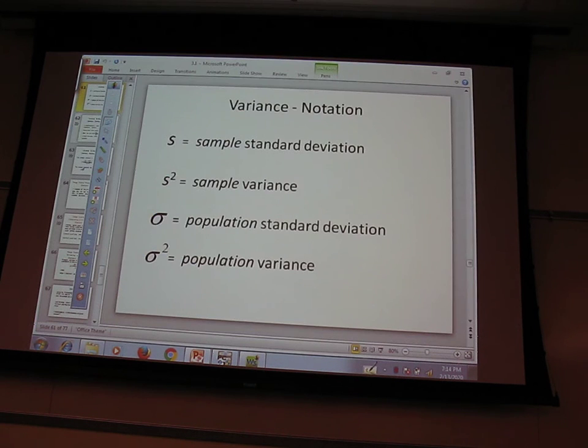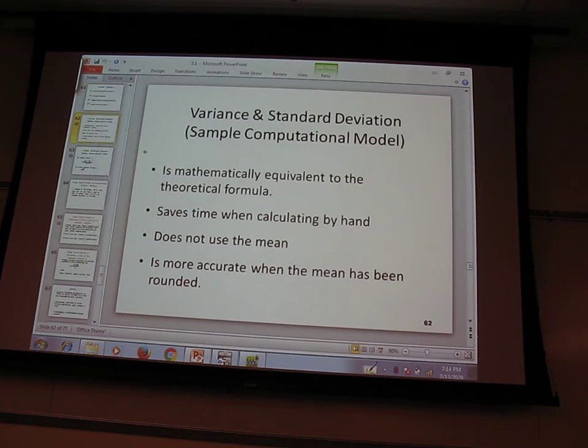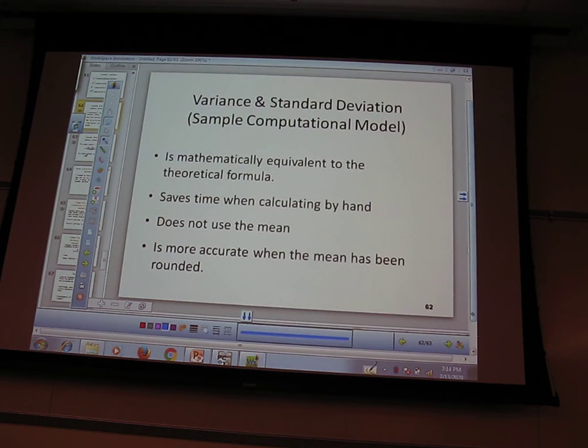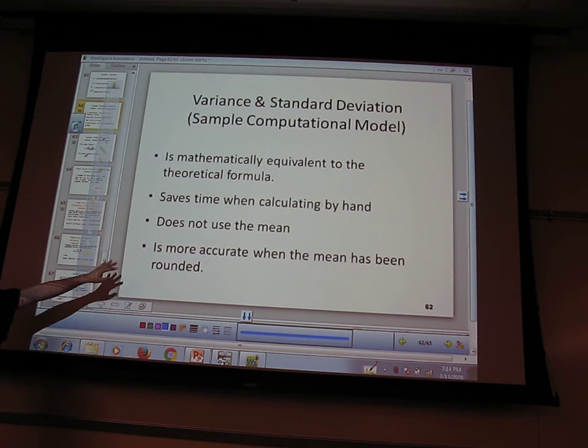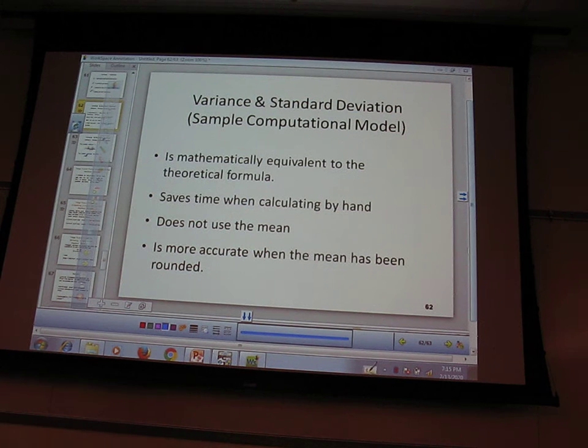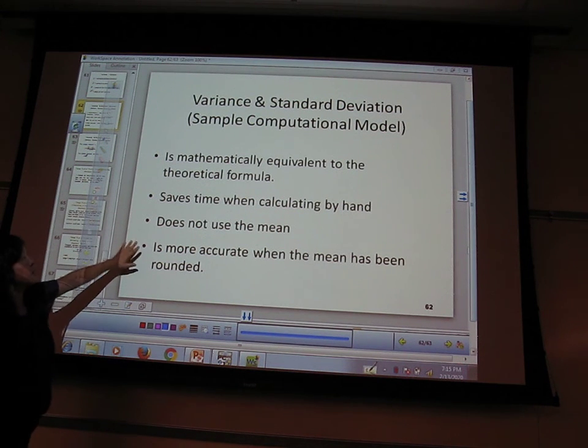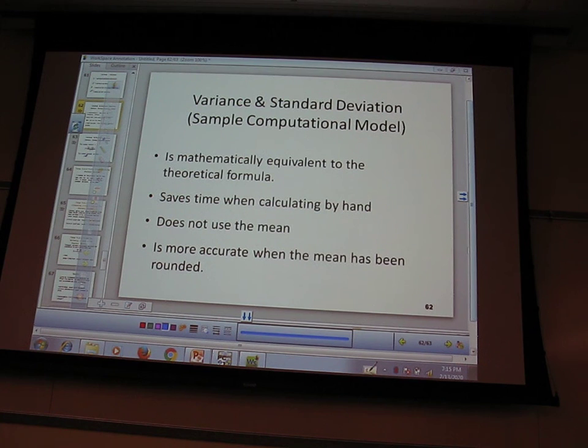Now, here's the thing. There will be a few problems in your homework where you might need to use a computational model instead. It's easier to compute. The original formula is fine when you're dealing with like 5 or 6 items and your sample mean is a whole number. When we start getting to decimals and sample size is larger than 5, then it gets more complicated. So it's a lot easier using this computational model. I kind of don't like it because it's not intuitive in any way.